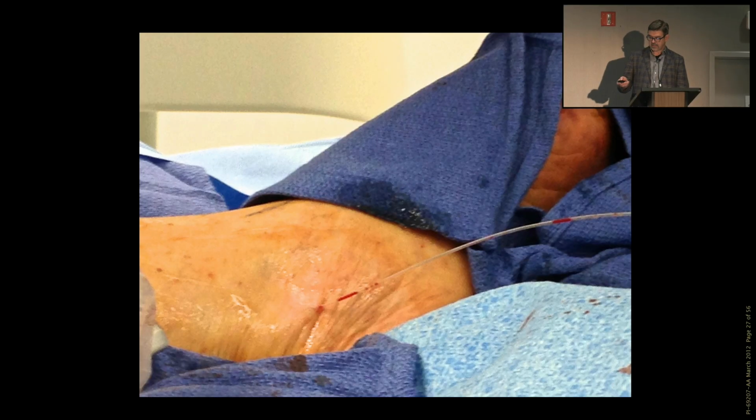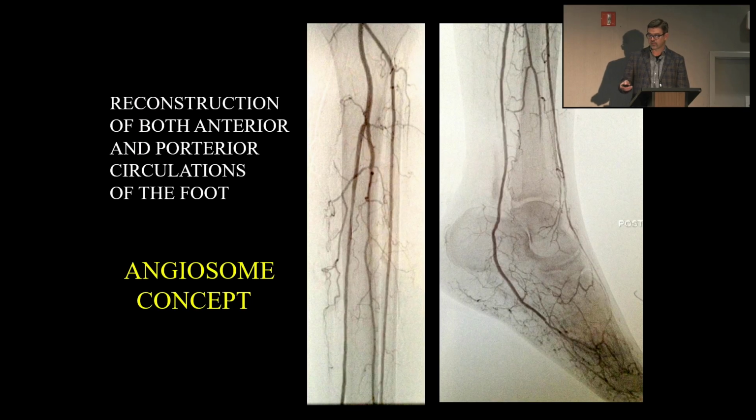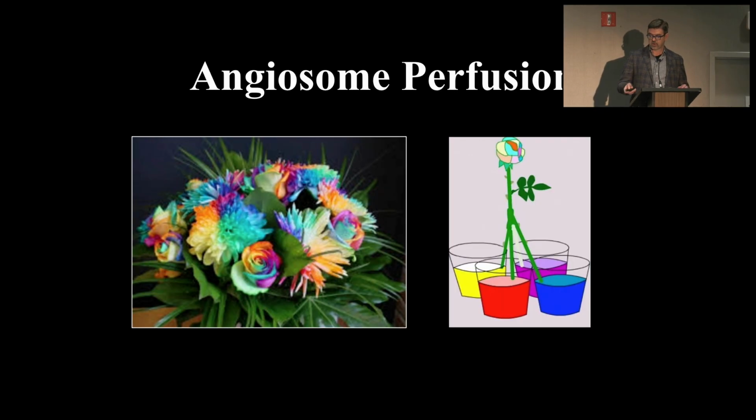And so when we pass the little catheter through, we could connect from the top to the bottom and then reconstruct the posterior tibial vessel into the foot. We can go around the loop and reconstruct the circulation on the anterior surface of the foot, dorsal pedal artery.